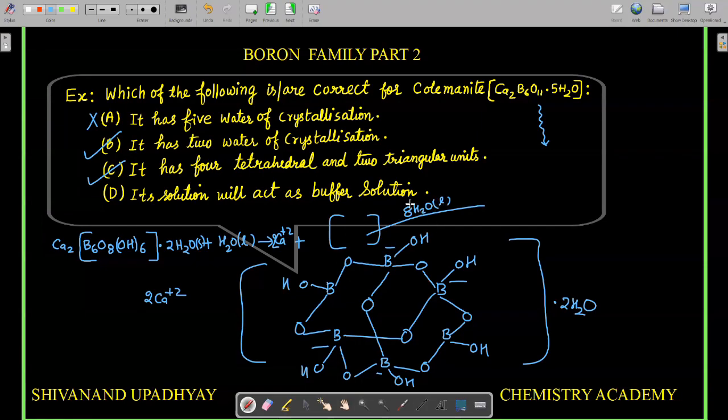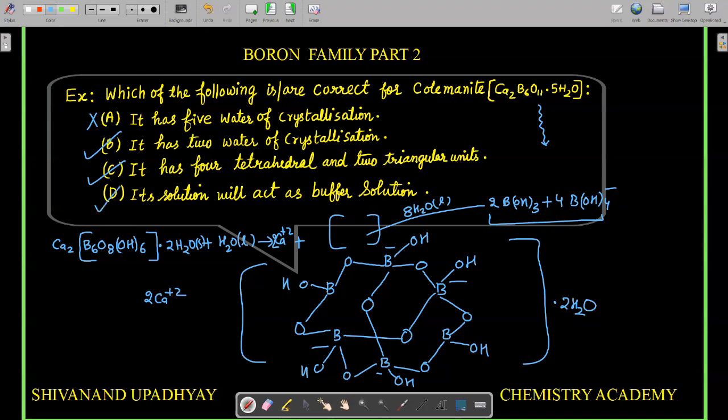Due to reaction with water, the boron which does not have any charge is converted into boric acid. So there is formation of 2 molecules of boric acid, and there is formation of 4 units of B(OH)4 minus. This is the tetrahedral units and this is the triangular units. So this solution will act like a buffer solution. This is a buffer solution.